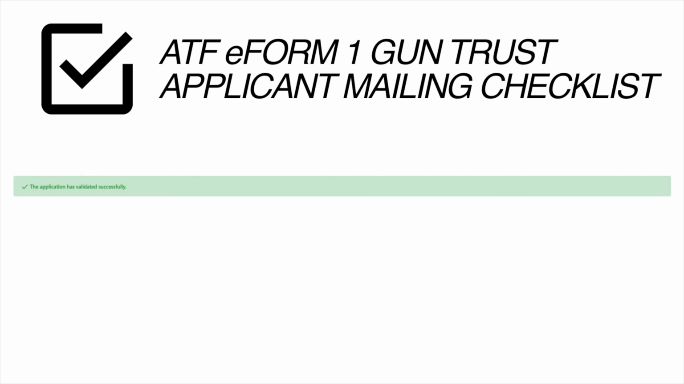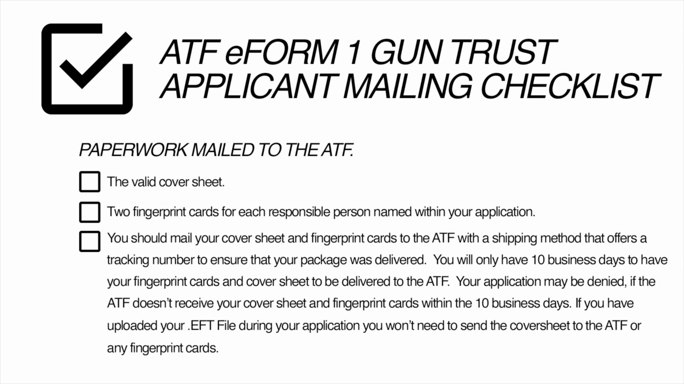If your application had a green check mark on the Certify page, then your application will start in the submitted status. Your cover sheet will have a valid control number and serial number. The below items will be sent to the ATF after you have received a valid cover sheet from the ATF. The valid cover sheet. 2 fingerprint cards for each responsible person named within your application. You should mail your cover sheet and fingerprint cards to the ATF with a shipping method that offers a tracking number to ensure that your package was delivered.